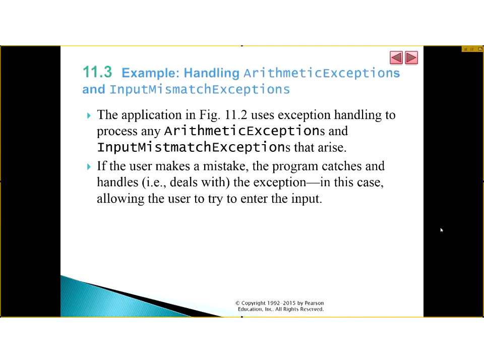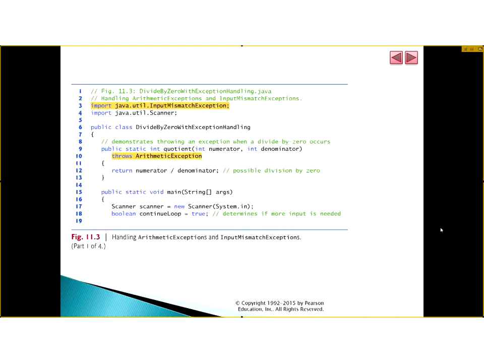And so we can have different types of exceptions for different things. Now, we want to be able to handle that. Notice that we are going to throw an arithmetic exception here in the quotient. It possibly could throw an arithmetic exception, and then we're going to want to handle it. Okay, now how do we handle it?